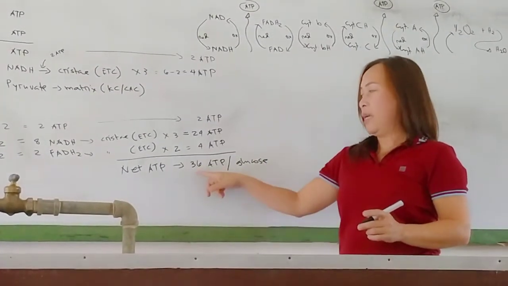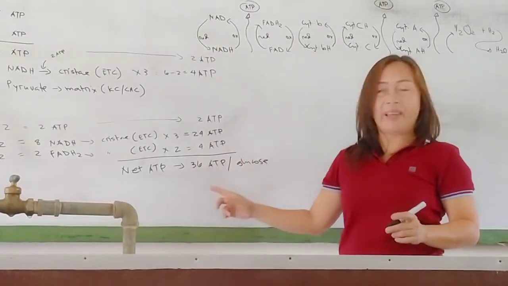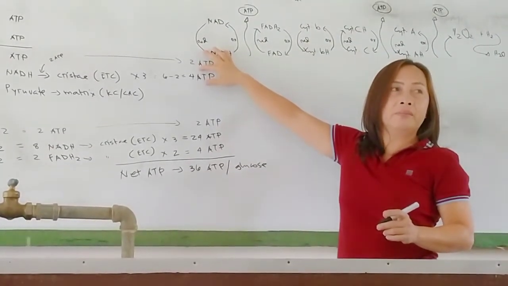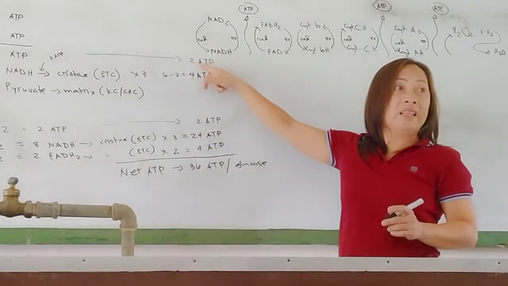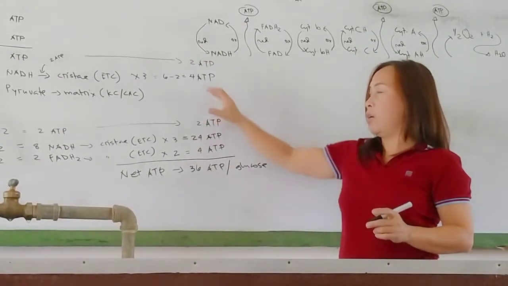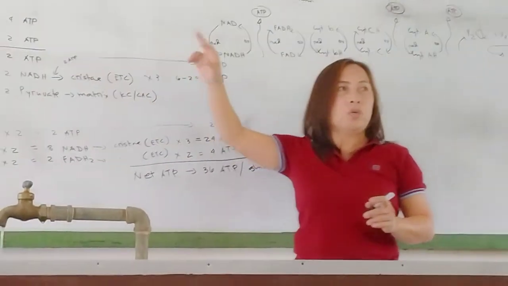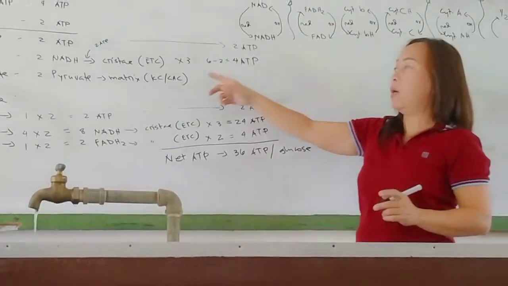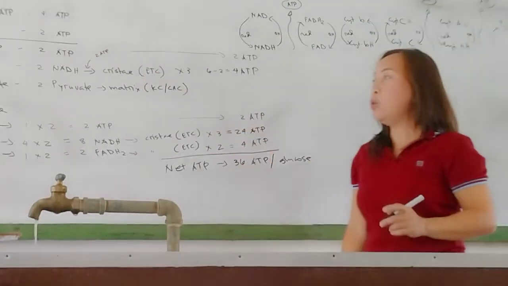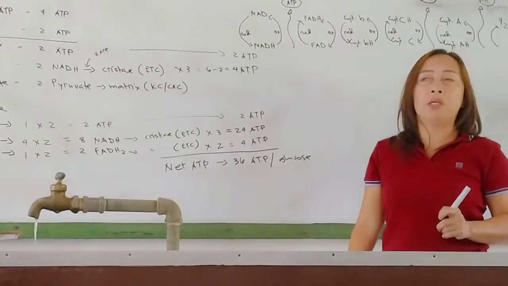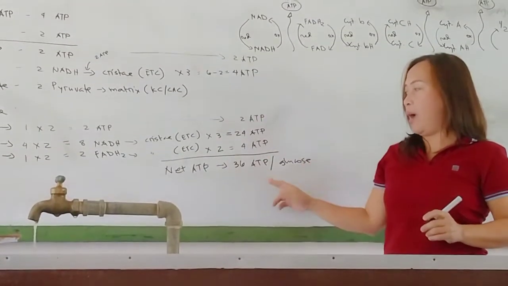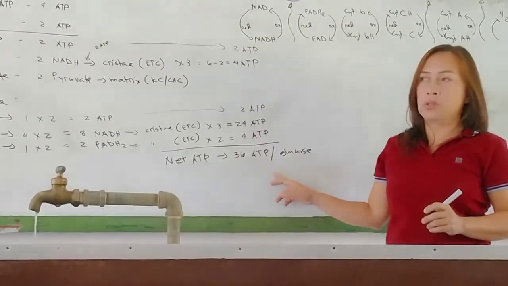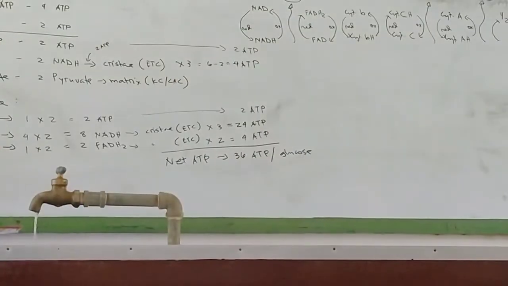Some other books mention 38. That is still correct because they have not deducted this yet. It's not yet net. The net is 36 because in every transport of NADH, there is a need of 1 molecule of ATP. So since there are 2, it uses 2 ATP molecules during the transport. So overall, we have a net of 36 ATP molecules for every breakdown of glucose.